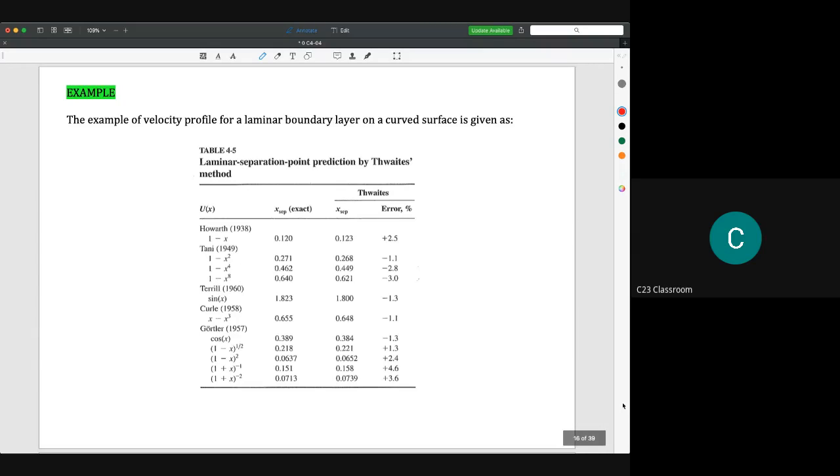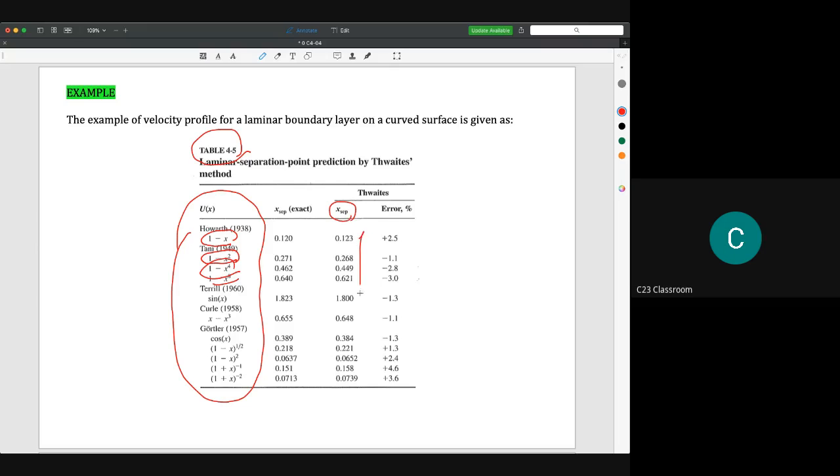So this is the example of the Twitch solution. You can see Table 4.5 here from our textbook, on viscous fluid flow. This is actually the prediction of Twitch and a few scientists. This is the velocity profile proposed by a few people. Twitch will use this kind of equation, all of these actually, and then it proposed the x, I mean the distance where the separation occurs.